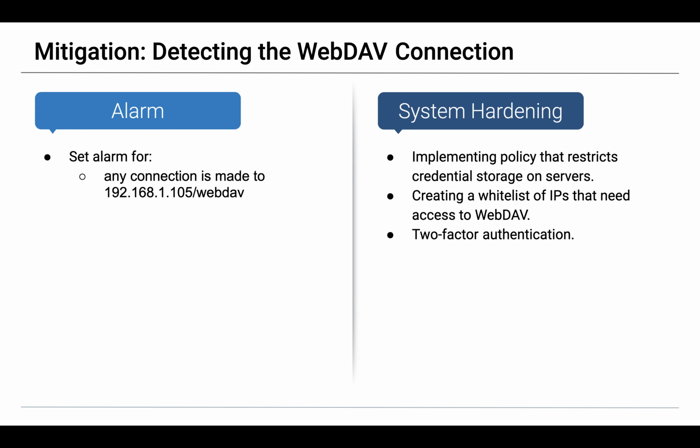Mitigating the detection of the WebDAV connection. We can set an alarm for any connection that is made to the WebDAV directory. And a way to harden the system is we can implement policies that restrict credential storage on web servers. We can create a whitelist of IPs that need access to WebDAV and implement 2-factor authentication.